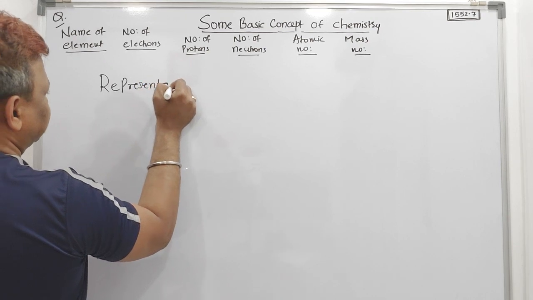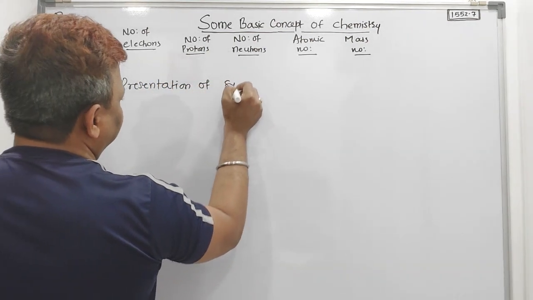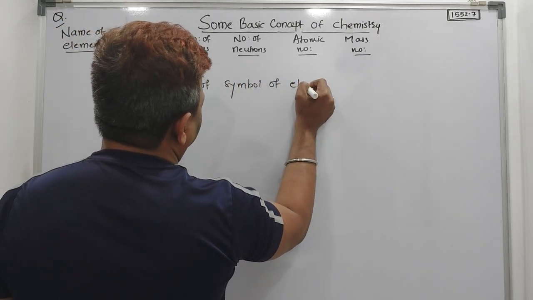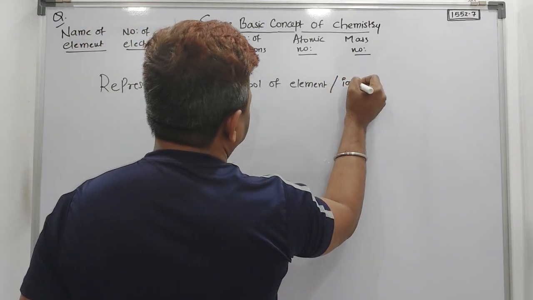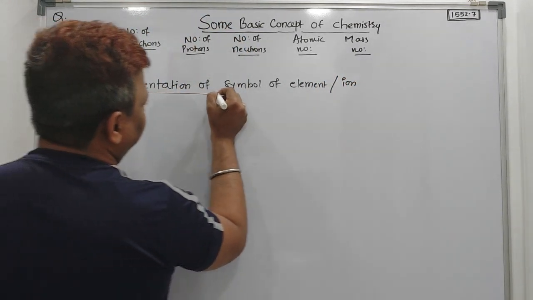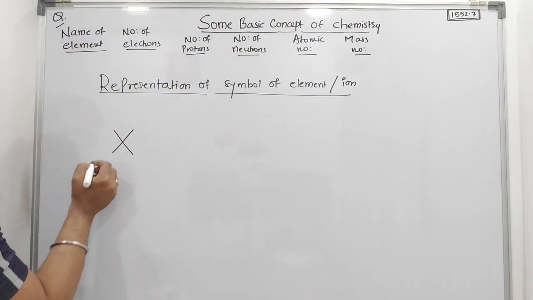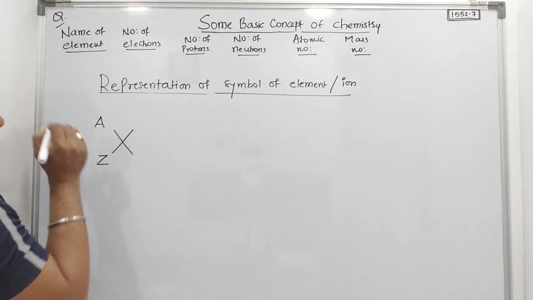What is the representation of the symbol of any element or its ion? For this representation, let me explain it better. X is the symbol of the element. The lower subscript indicates Z and the upper subscript is A.